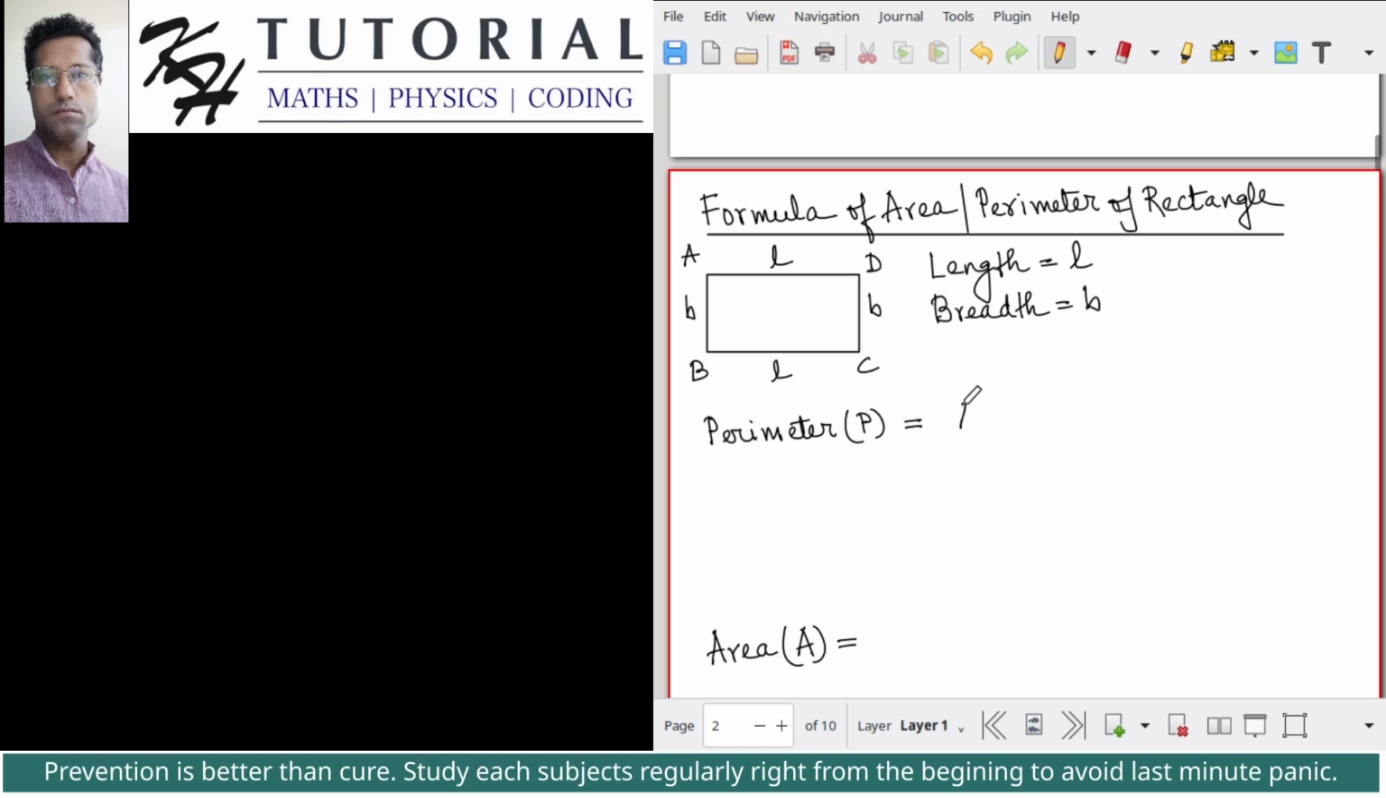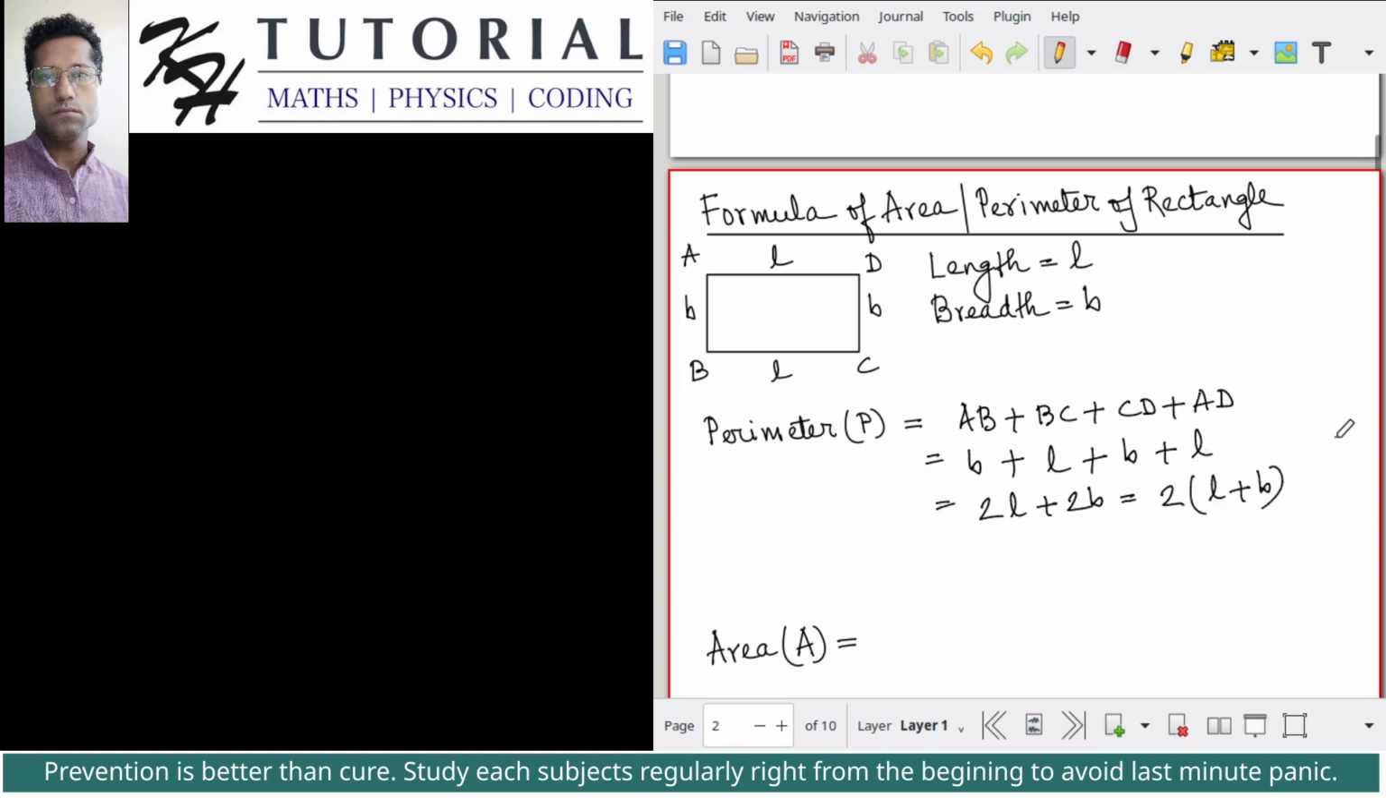So we have AB plus BC plus CD plus AD. Now what is AB? AB is the breadth, so we have b, small b. What is BC? BC is the length, so l. What is CD? CD is again the breadth and AD is length. So after simplifying this, we will see we have 2l plus 2b. If I take 2 common, I have 2 multiplied by l plus b.